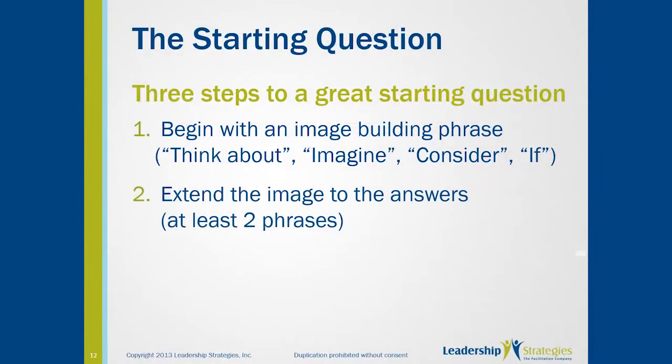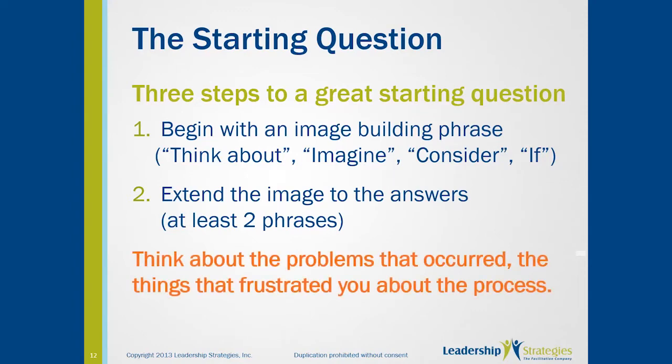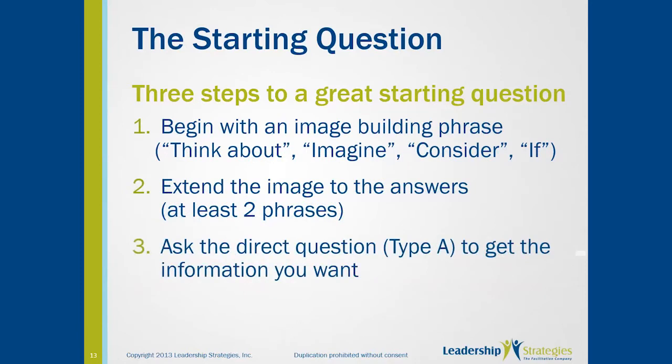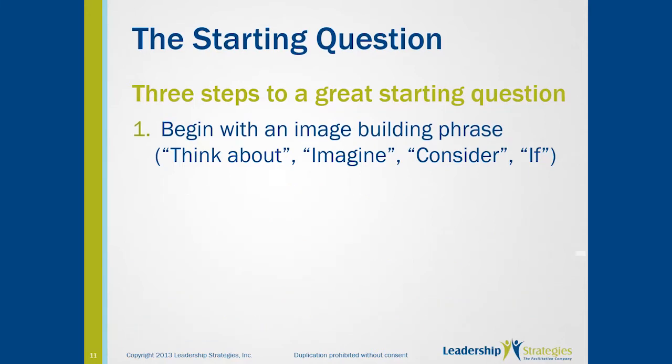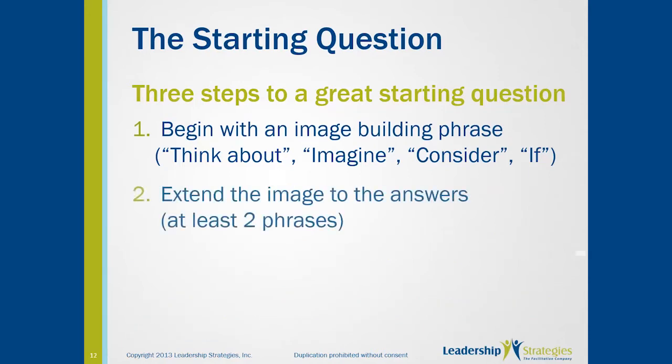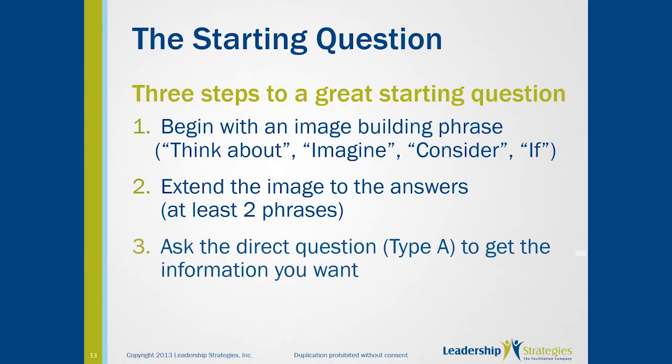Step 2, you expand the image with at least 2 phrases. As we did in our question, think about the problems that occurred, the things that frustrated you, and then you ask the Type A question. Then, what are the steps in the current hiring process? What are the problems in the current hiring process? So as you can see, there are just 3 steps. It's simple. Step 1, begin with an image-building phrase. Step 2, extend the image with at least 2 phrases so people can see their answers. And then you ask the Type A question.